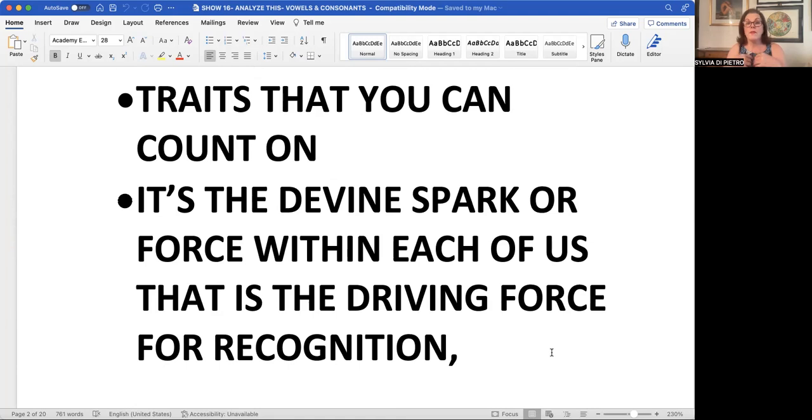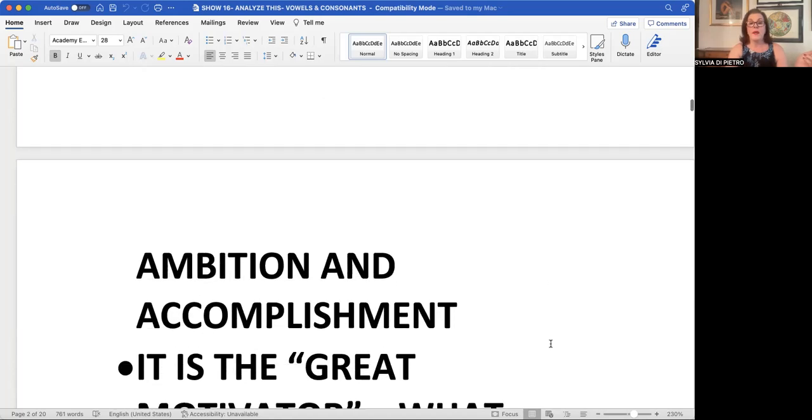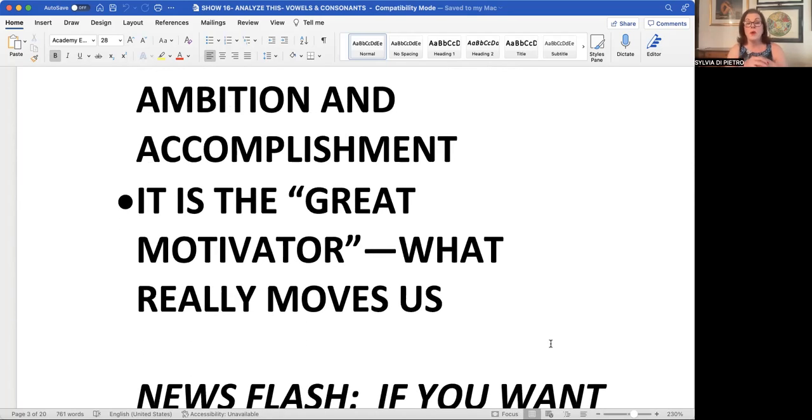It's the divine spark. Remember, I have mentioned to you that we all have an heroic mission. Well, the soul urge is part of that heroic mission, that divine spark or force within each one of us, which consists of universal intelligence. That is the driving force that we have for recognition, for ambition, for accomplishment, for love.